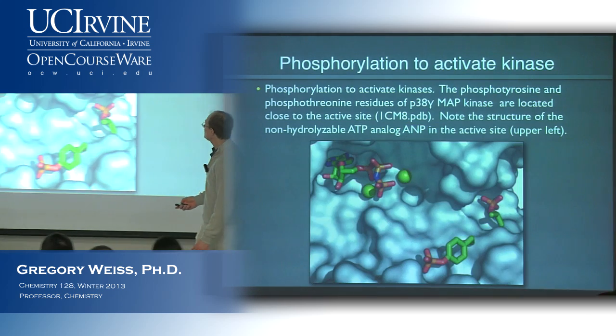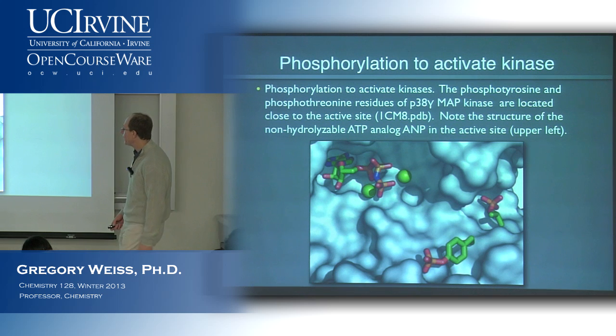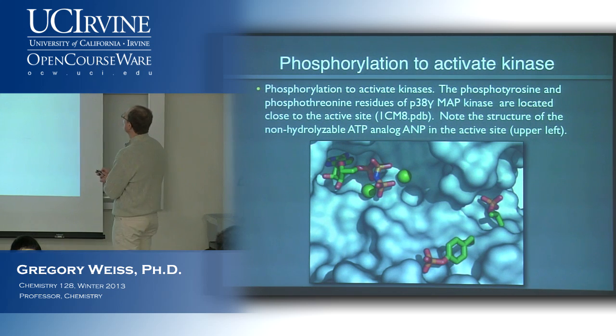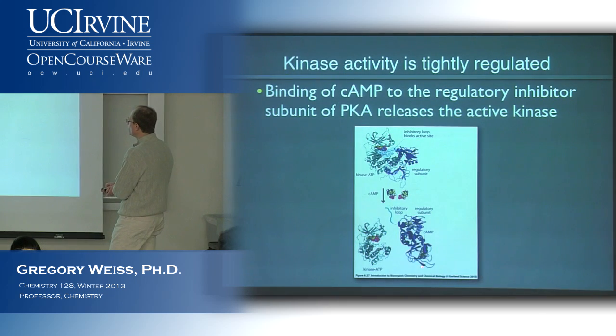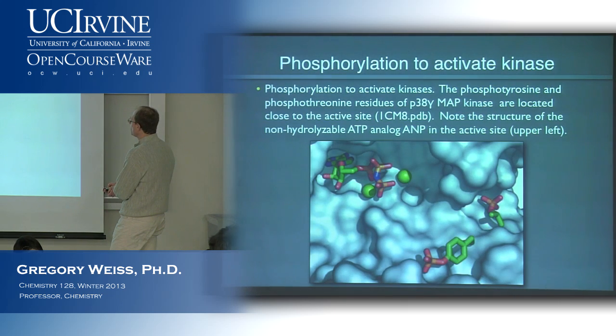Now, here's the thing. Another way of regulating enzymes is to phosphorylate them. So this is one way, where you have some regulatory protein that binds. A second way is to phosphorylate residues that are near the active site. For example, this non-hydrolyzable analog of ATP, which has the nitrogen in place of the oxygen.